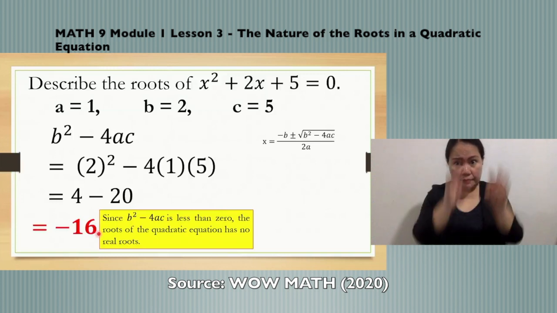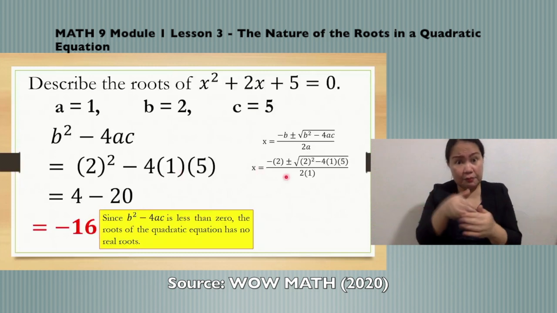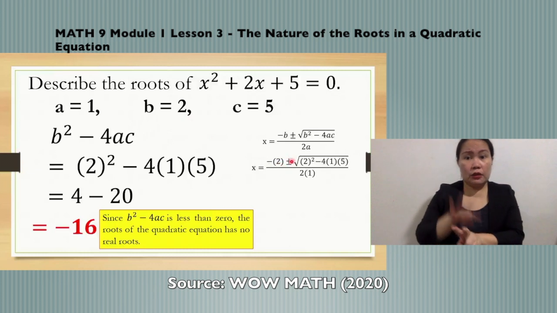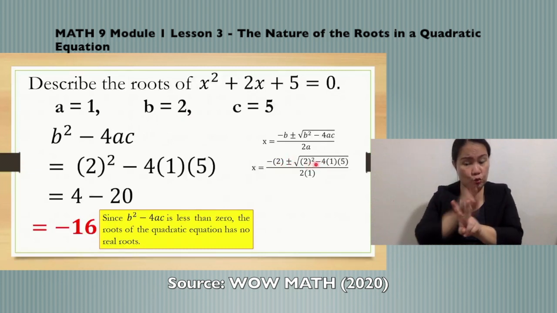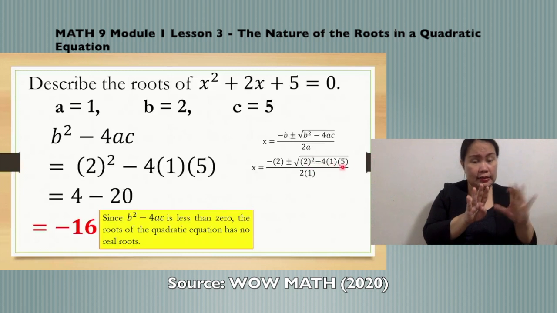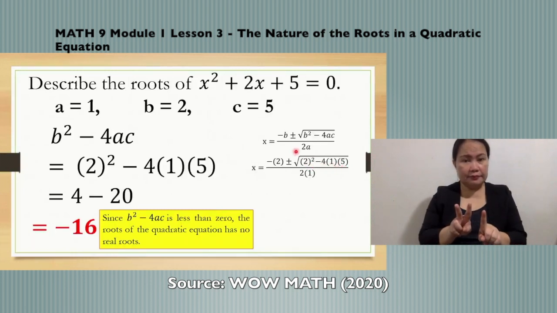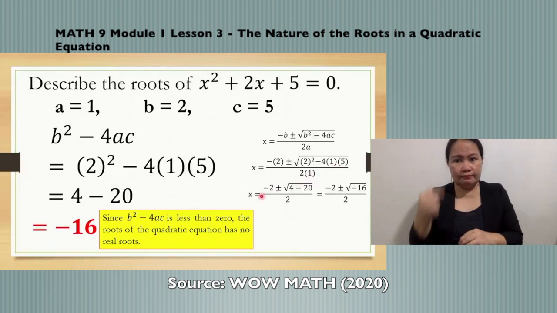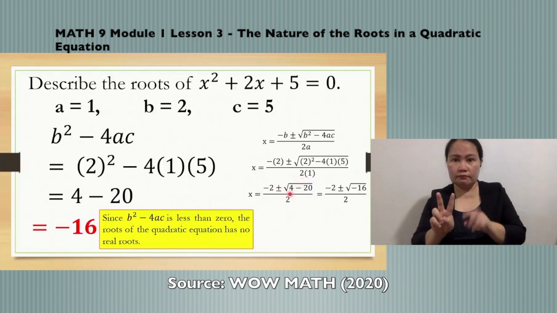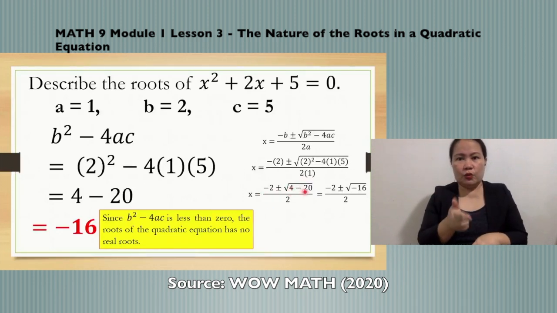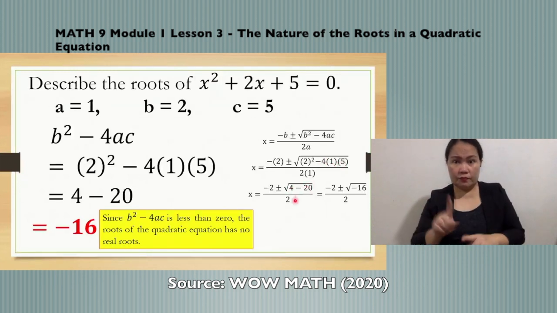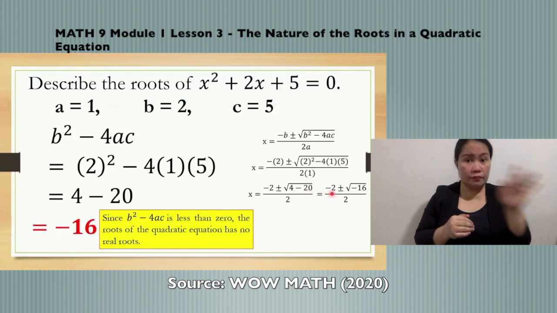So, let us substitute the values. So, we will have, ganun ulit, so substitute si b. Ayon si b, that is 2. Positive or negative, square root of 2 squared minus 4. Our a is 1, c is 5, all over 2 times a, which is 1. So, we will have negative 2, positive or negative, 4 minus 20 because 4 times 1 is 4 times 5, that is 20, all over 2. So, we will now have negative 2, positive or negative square root of 16 over 2.